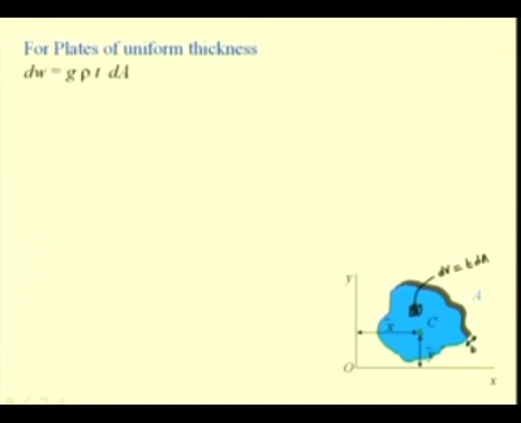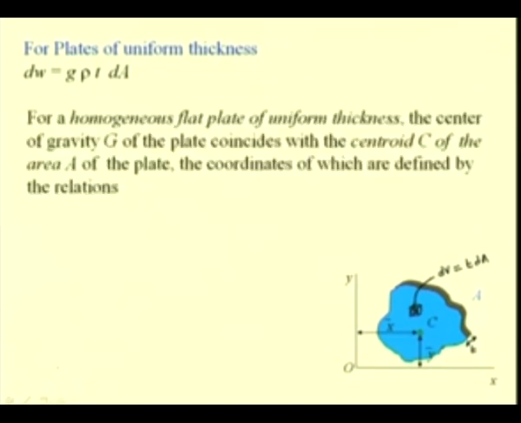So, we write dW, or the weight of this element, as g times rho times dV, which is T times dA. And if we compute those quantities, we will find that if other things remain constant, that is, it is a homogeneous material, so rho is constant and gravity is also constant, and it is a thin plate or a uniform plate, then T is constant. Then we will see that the centroid C of this area coincides with the center of gravity and center of mass of this plate.